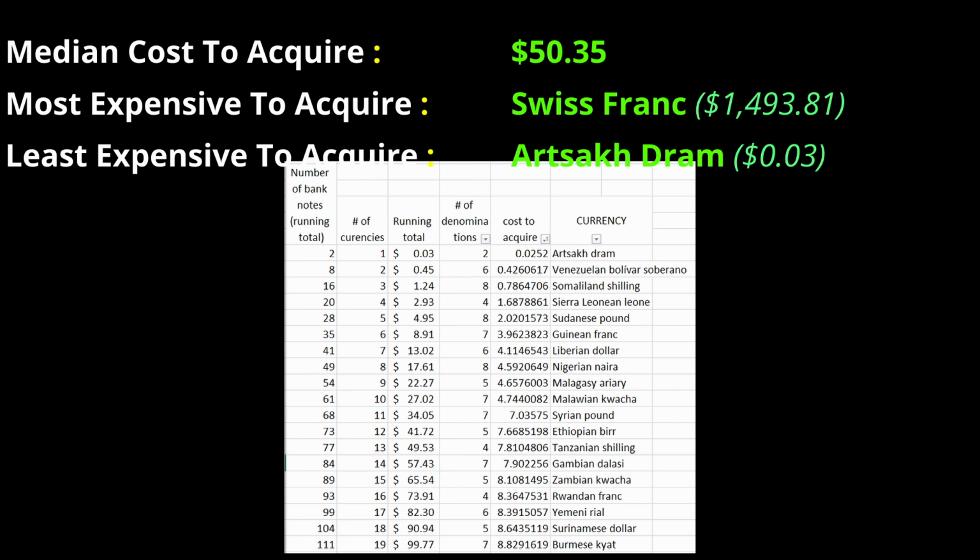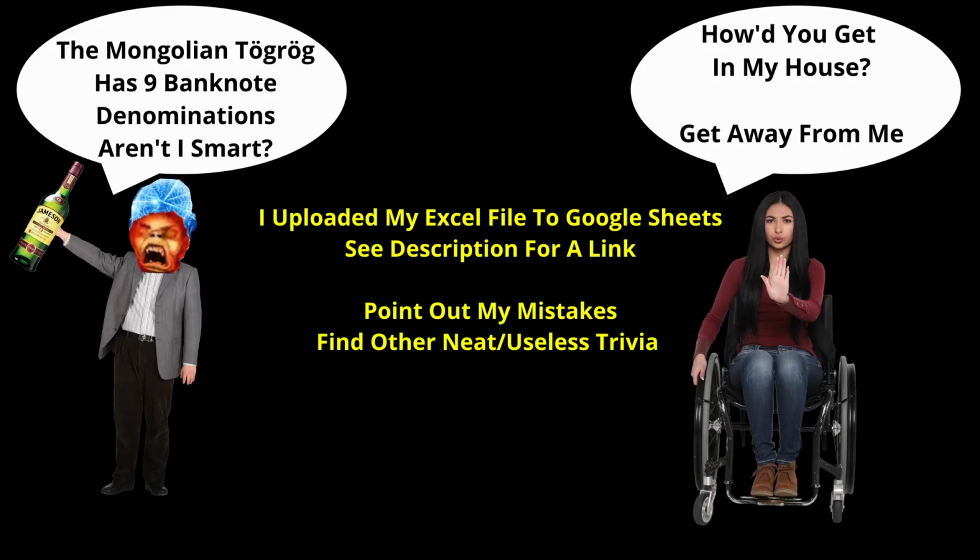Now, obviously, currency exchanges will have some amount of markup so they can make a profit. So in reality, you're not going to get all of these for $100, but at least you could probably get most of them. Now, I am sure that there are tons of other mildly interesting pieces of trivia that you can extract from this spreadsheet and then annoy people with by pretending to be intellectually superior to them.